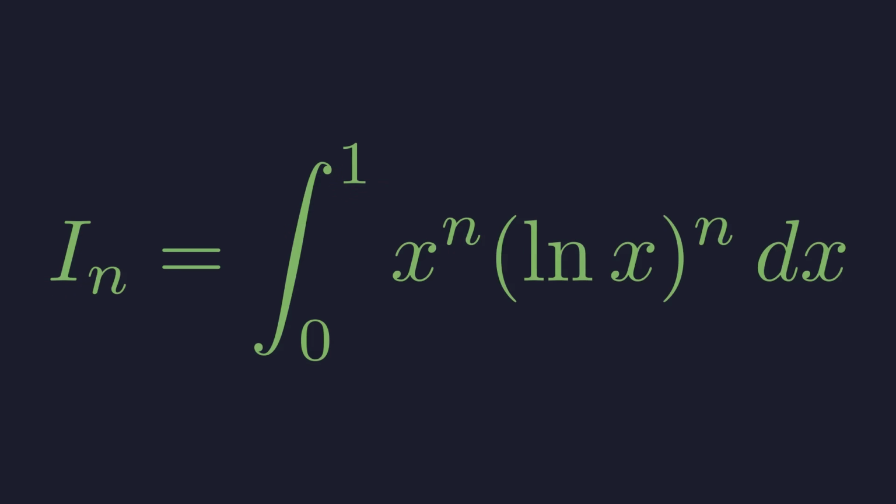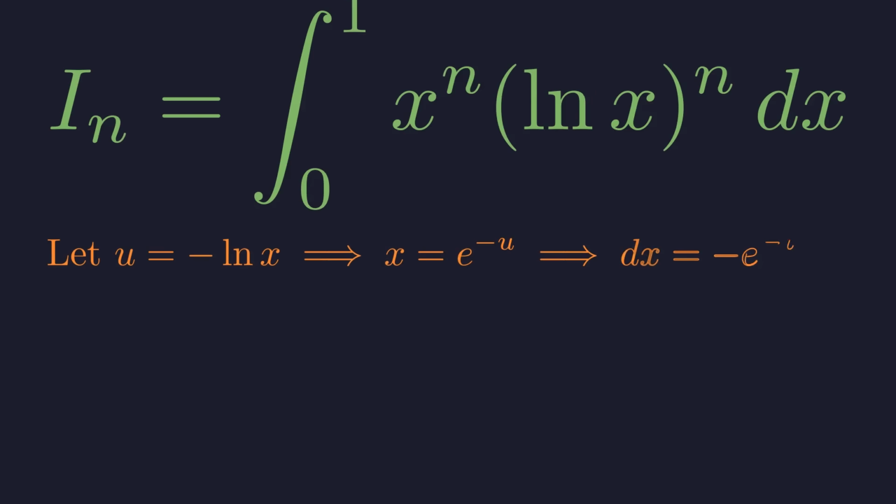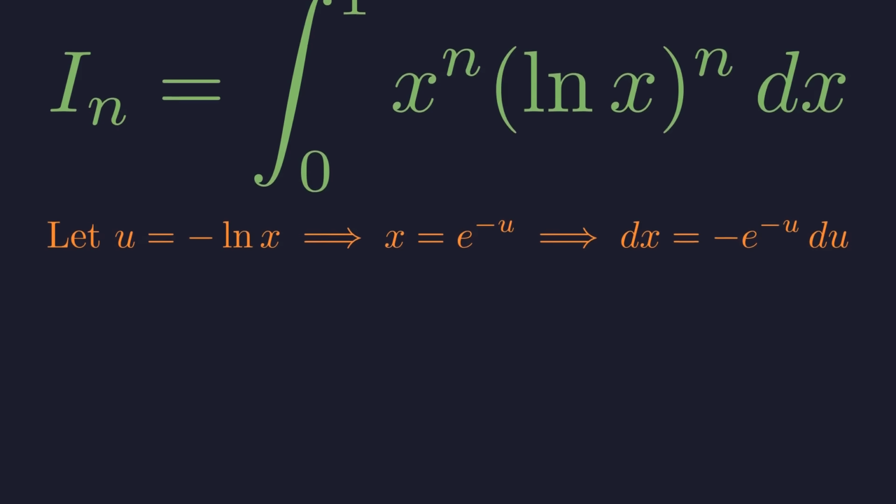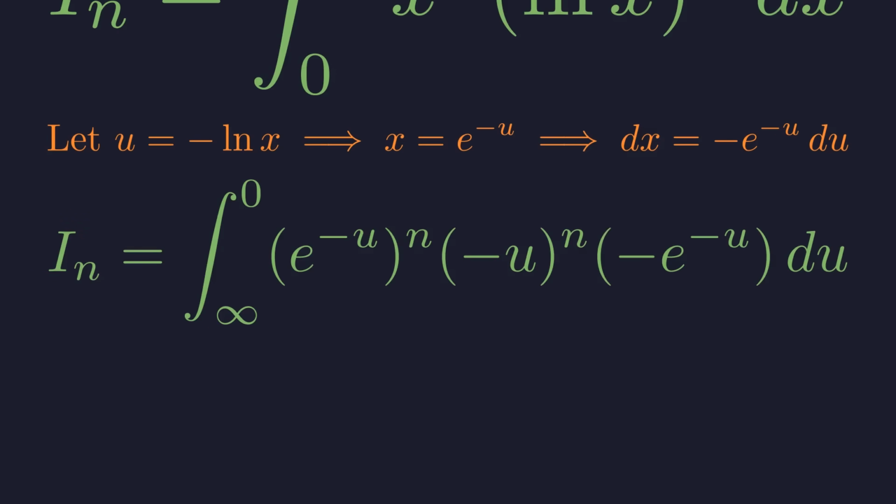This integral can be solved with a clever substitution. Let's set a new variable u equal to negative the natural log of x. This implies x equals e to the negative u, and dx equals negative e to the negative u du. After substituting, including the limits of integration, we get this new integral in terms of u.